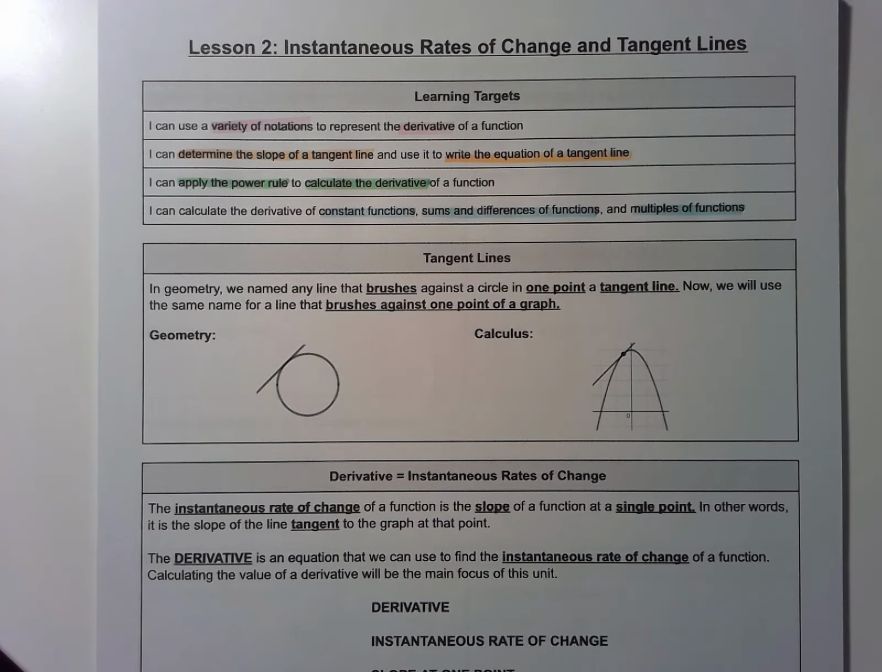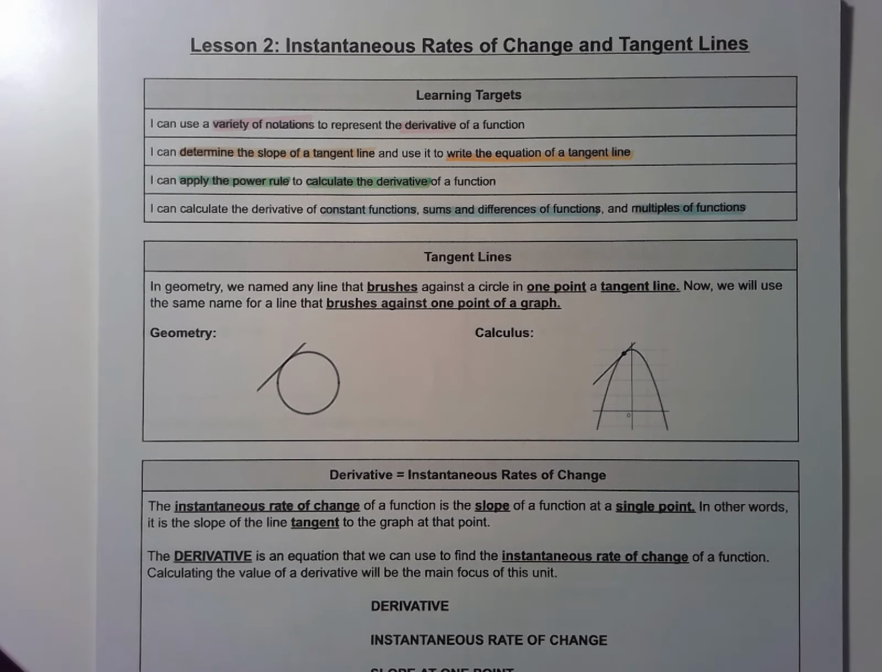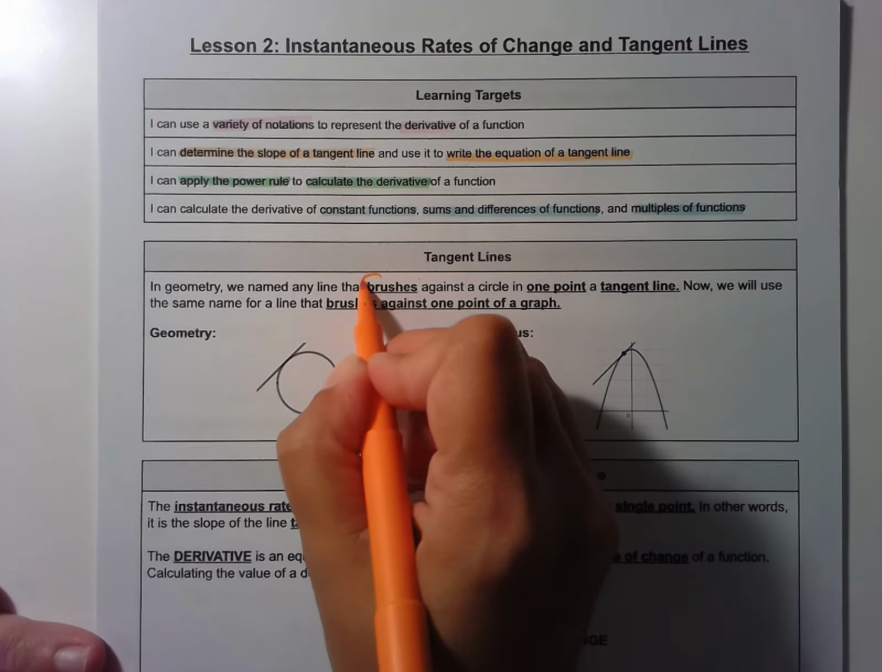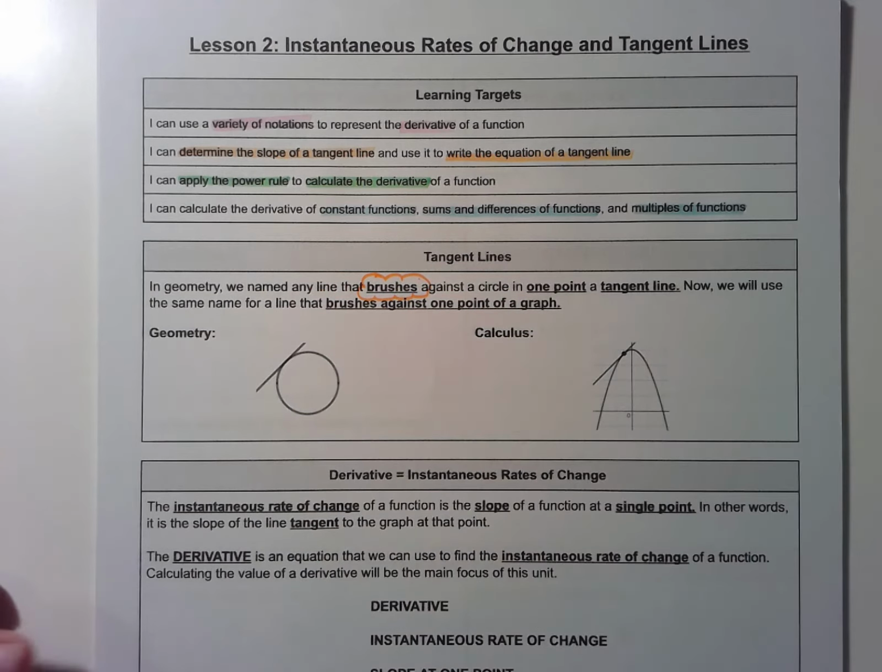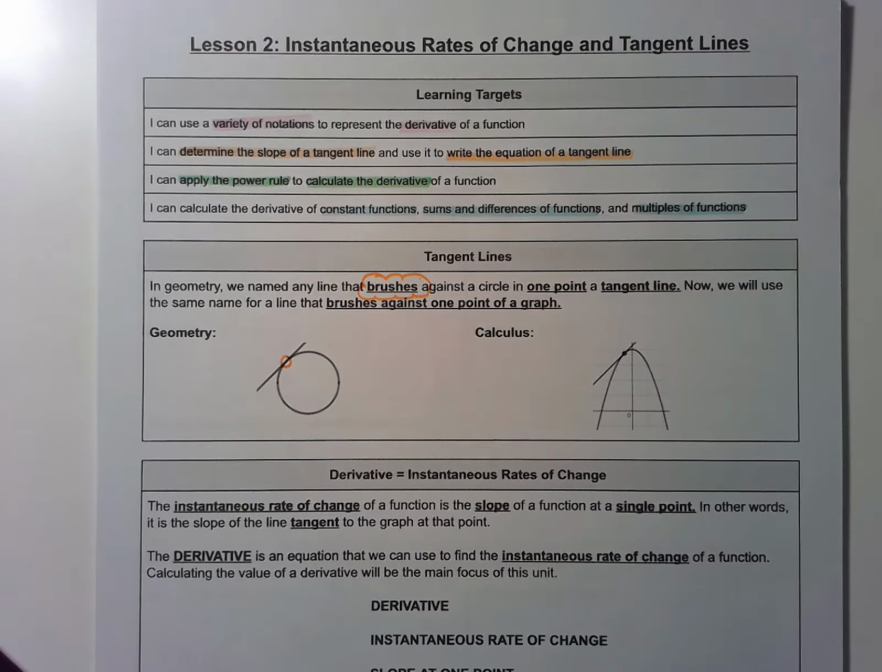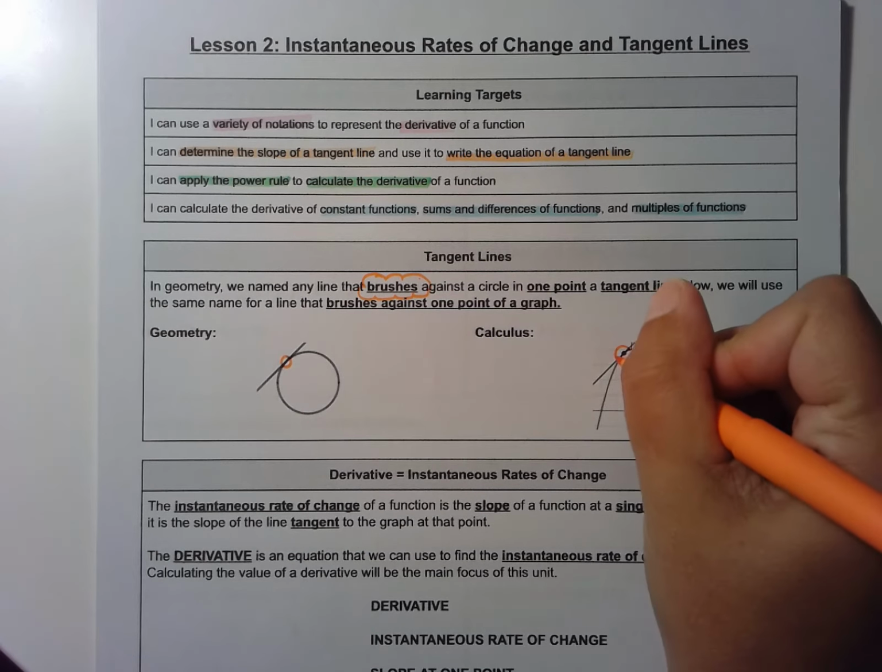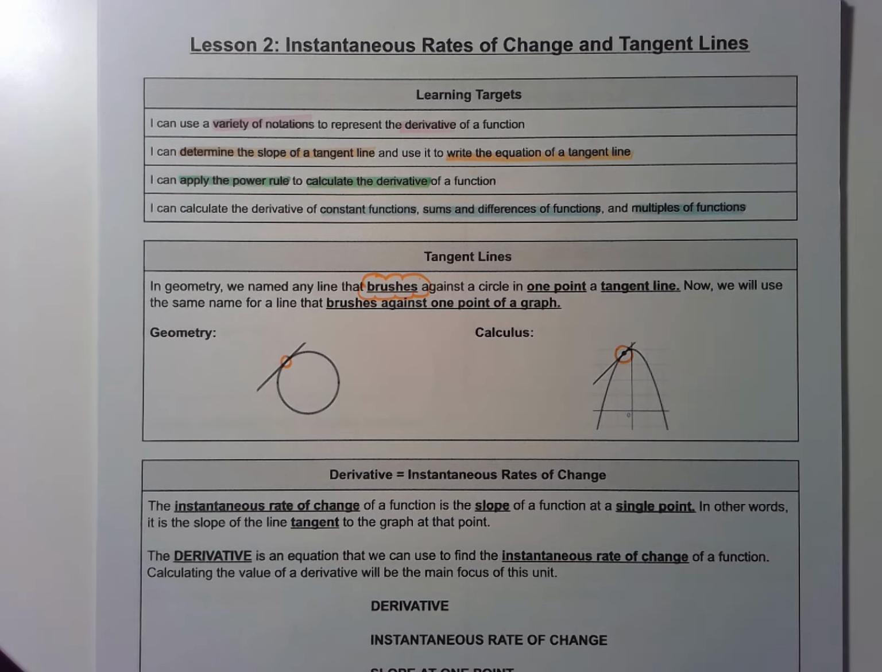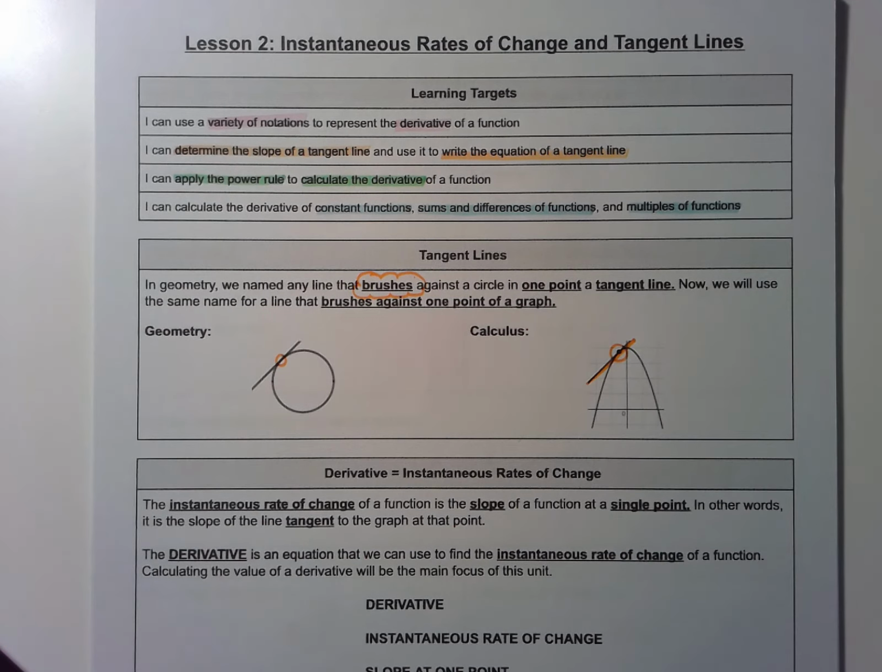Okay, so let's jump in with what is a tangent line. If one of our targets for today is to write the equation of a tangent line and to find the slope of a tangent line, we should start by figuring out what is a tangent line. In geometry, we named any line that brushes against a circle, at one point, a tangent line. So this is an example because it brushes a circle in one point. Now we're going to call any line that brushes against one point of a graph a tangent line. So just like circles are curved, graphs can be curved. If we have a line that brushes against the graph in one point, we call that line a tangent line.